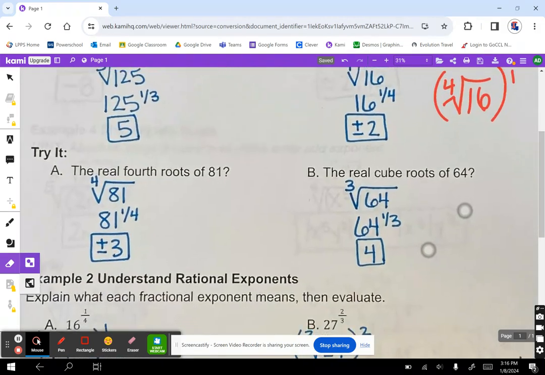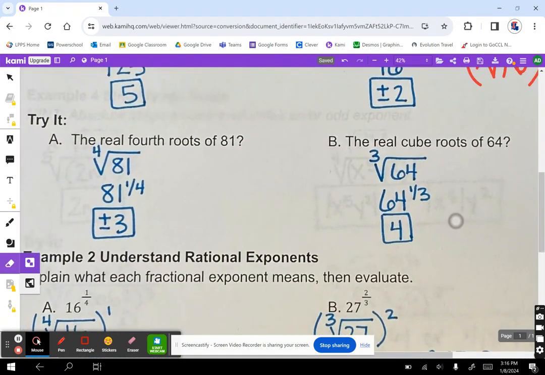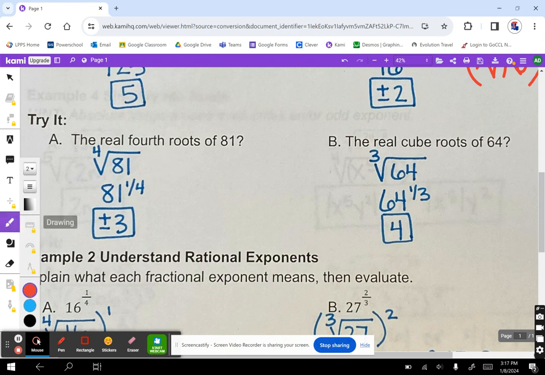Okay, there's the two answers for A and B. Same thing: the fourth root of 81, the cube root of 64. Write them as both of these. Both of these mean the same exact thing. It's just different formats.